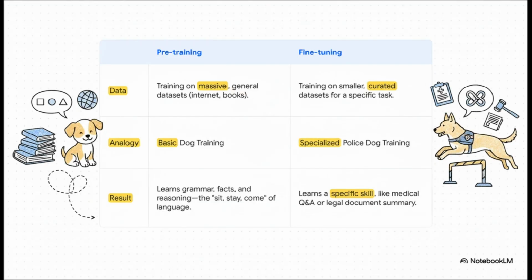Honestly, this dog training analogy is perfect. That massive initial training, the pre-training, that's like teaching a puppy basic commands. Sit, stay. You get a good general purpose dog. But fine-tuning, that's like the specialized training that turns that puppy into a police dog. You take the general model and you train it just a little bit more, but on a much smaller hand-picked data set, say only medical textbooks, to make it an expert in one specific skill.